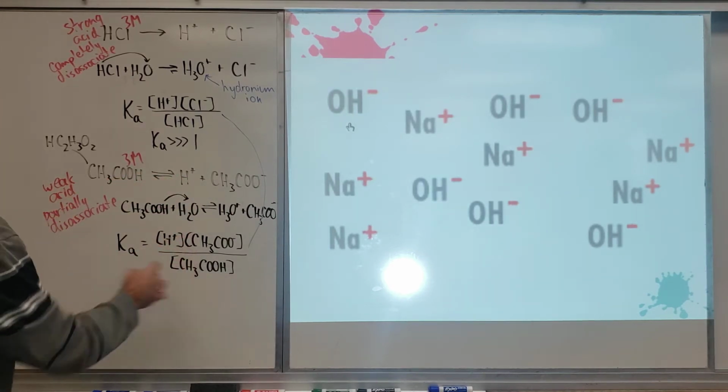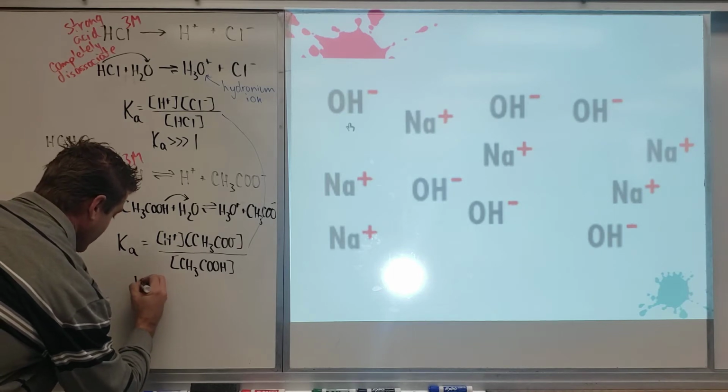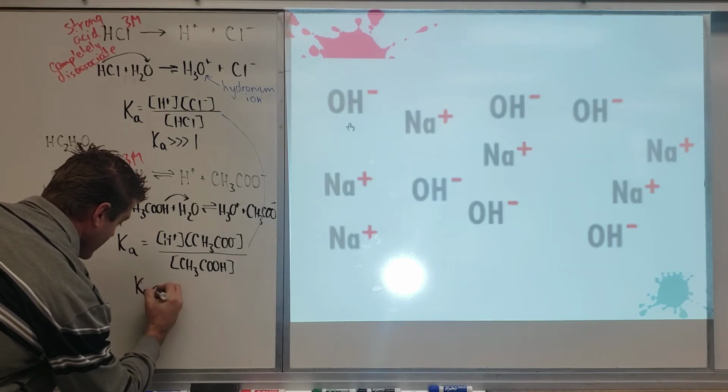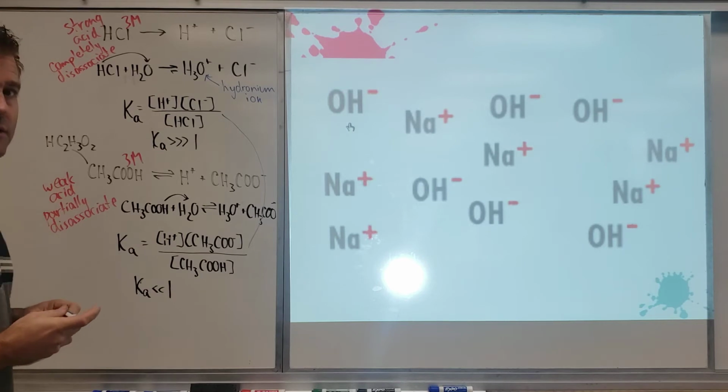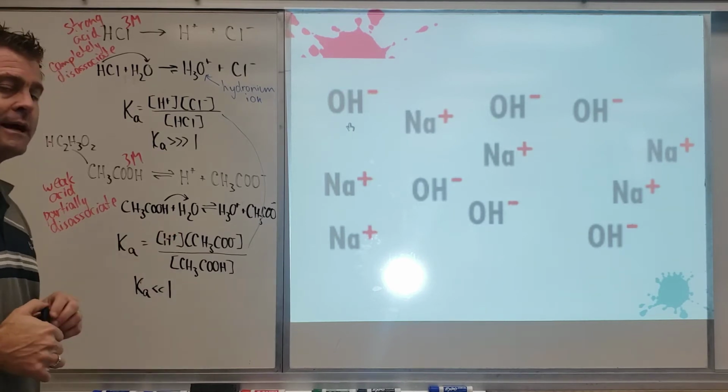And therefore, if I have a small number divided by a large number, what could you guys predict about the Ka value? You would expect it to be much less than 1. You're having a small number divided by a large number.